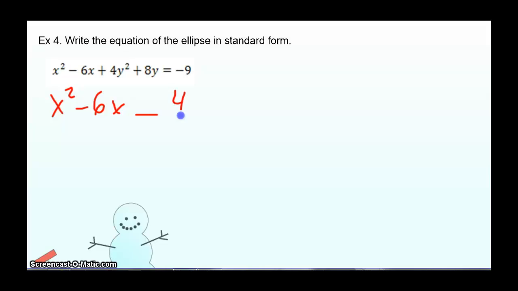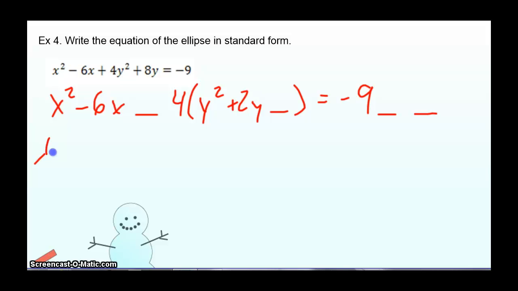So I'm going to GCF out of 4, take a 4 out. I'm going to be left with y squared plus 2y, and I'm going to leave a space inside the parentheses. Okay, and I should have 2 spaces here. All right, so just like completing the square, we're going to take our -6, divide by 2, and square it. I get 9, so I'm going to add the 9 to both sides.